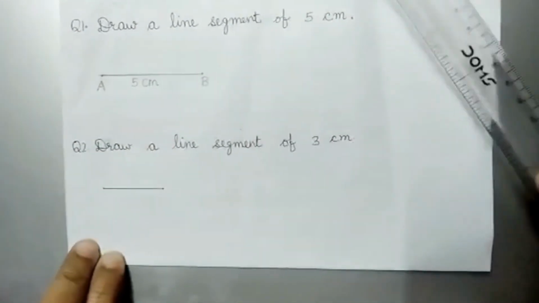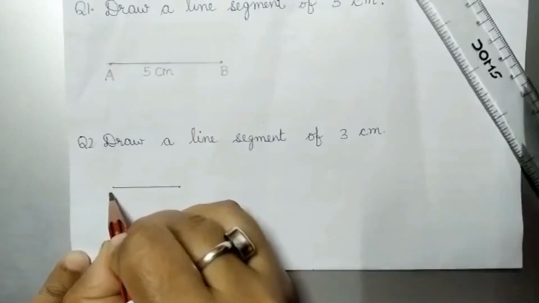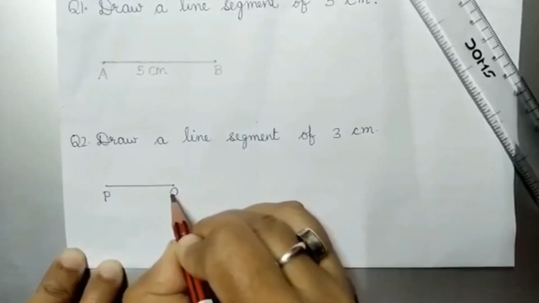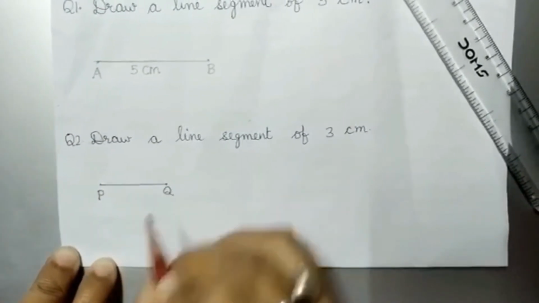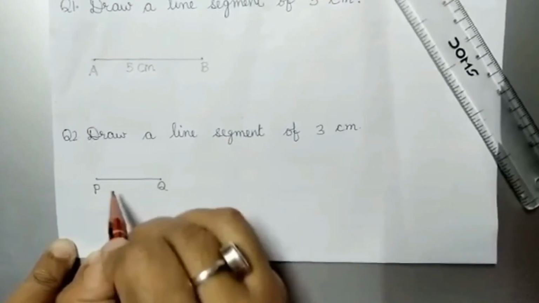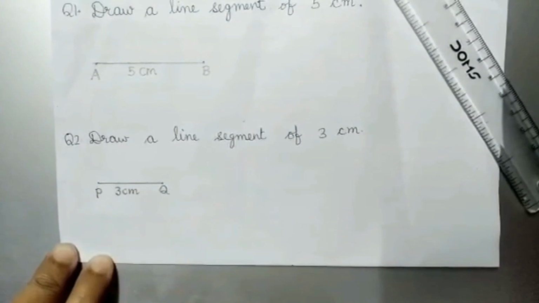Now we will remove the scale and name this line segment. Let's name it PQ. And you know it, we name the line segments with capital letters only. And what is the measurement of this line segment? 3 centimeter. So we will write 3 centimeter here.